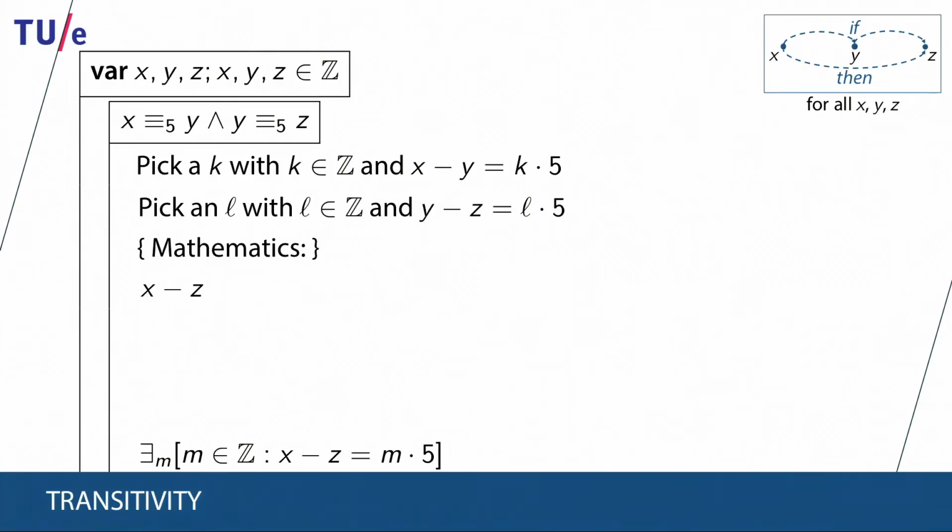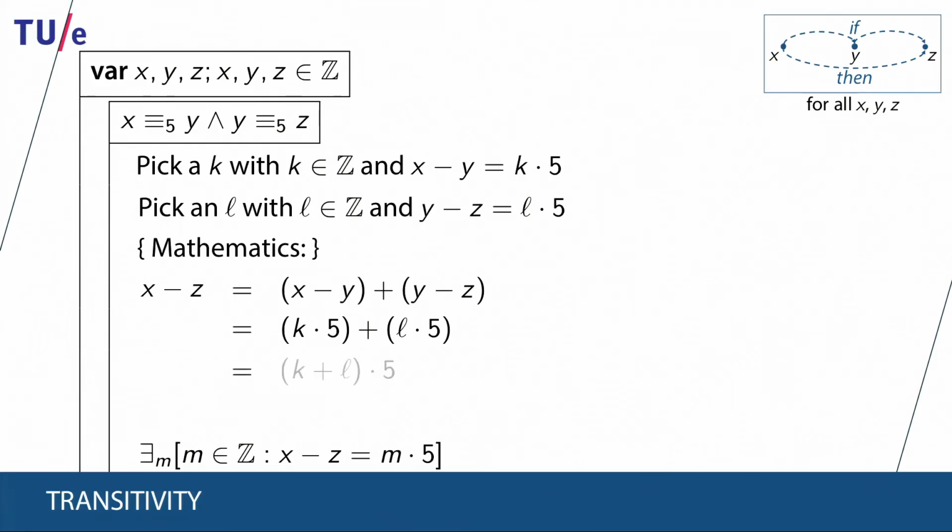It starts with x minus z, which we would like to express in terms of x minus y and y minus z, because of the information we already have about these terms. Note that x minus z is the sum of x minus y and y minus z. And this is the main mathematical insight needed for this proof. For we can now replace x minus y and y minus z by k times 5 and l times 5 respectively. And then rewrite this expression to k plus l times 5. Since k plus l is an integer, and we have just shown that x minus z is k plus l times 5, we have now found an appropriate witness for the existential quantification that we needed to prove. K plus L is apparently fit to play the role of M in the existential quantification.